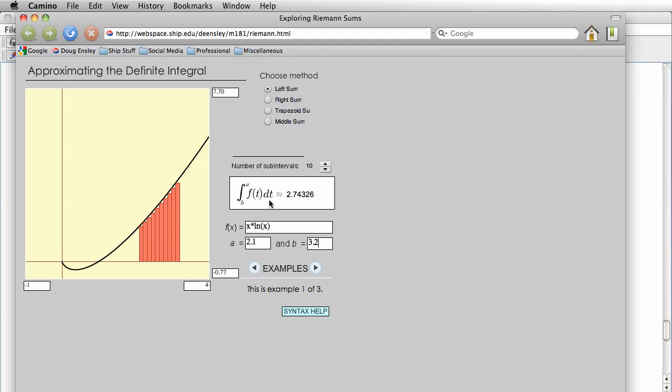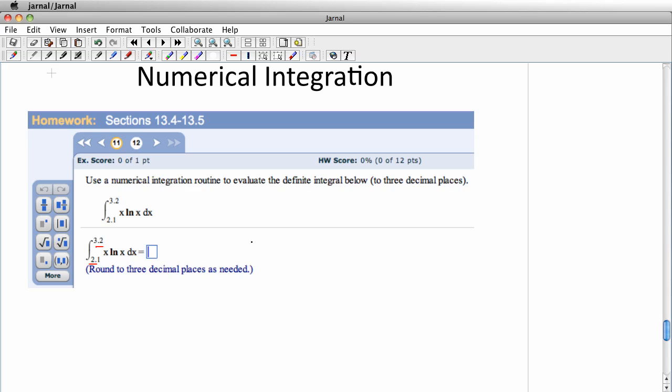If you want to get the very best estimate you can from this applet, turn on middle sum. That's the version that will give you the best answer, and then crank the number of subintervals up as high as it will go, which looks like 80. So you can see it really fills in the box well, but if you use middle sum and 80 rectangles, then you get 2.862 to 3 decimal places.